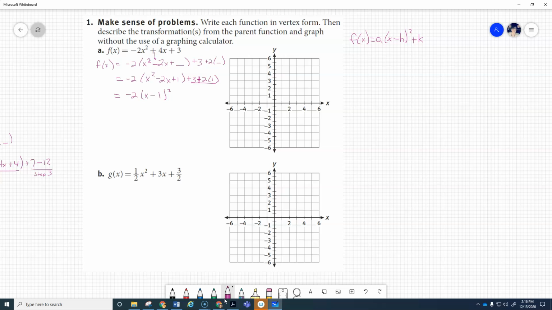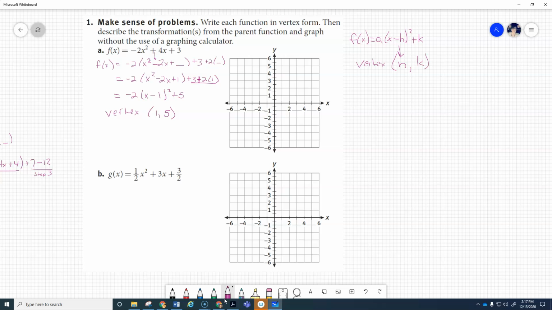The factored form of this is x minus 1, and then 3 plus 2 times 1, which is 2, so 3 plus 2 is 5. That means that my vertex is at 1, 5. Notice that I changed the sign, because see, here's the formula. Change the sign of h, that's what that says. The vertex is going to be at (h, k).